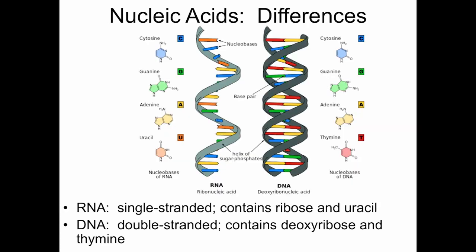And here's another diagram that shows you the structural differences between the two nucleic acids. Notice that RNA is single-stranded and contains ribose and uracil, and that DNA is double-stranded and contains deoxyribose and thymine.